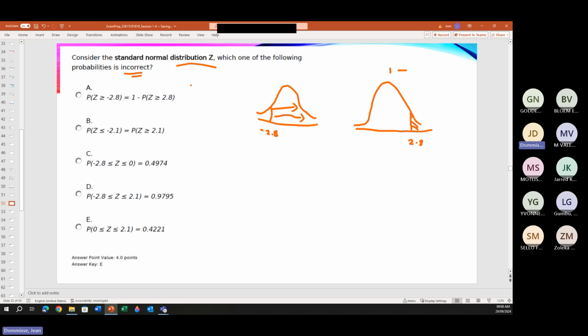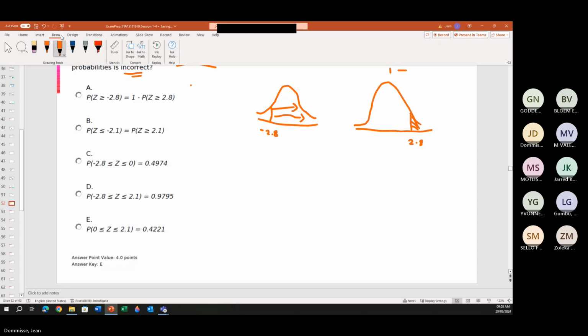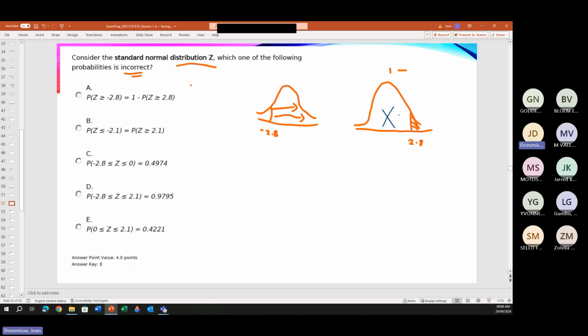Okay, so 1 minus that small area will give us this big area, which is equal to that big area because we're looking at the same value or the same number. So those two are equal. Okay, so for this one, we didn't need to go to the table. We will later on just confirm it with other numbers that we definitely would need to go to the table.